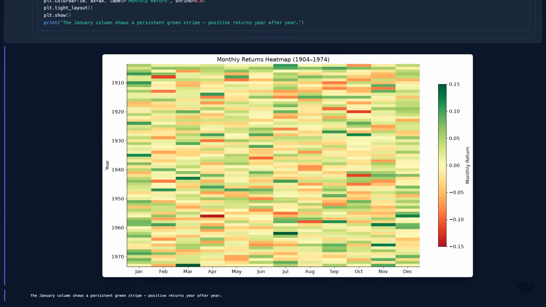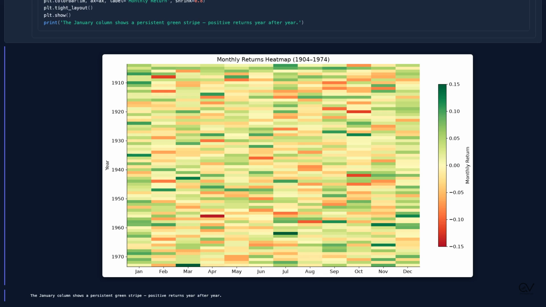This heat map reveals the January effect across the entire 70-year sample. Each row is a year, each column is a month, and the color represents the return magnitude. Green means positive, red means negative. Look at the January column. It's almost entirely green. Year after year, January delivers positive returns. Compare that to February or June, which show a much more random mix of red and green.